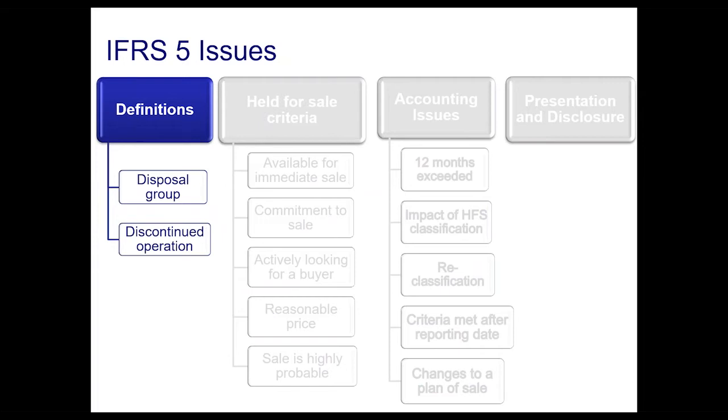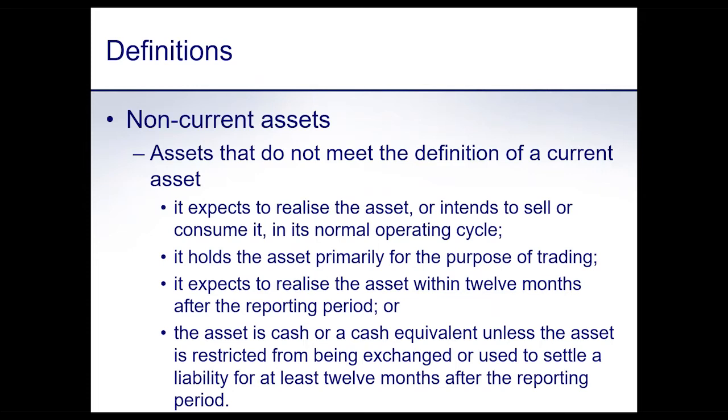Now, looking at the definitions, I'll start off with the very basic one. What is a non-current asset? Now, this goes way back to IAS 1. What we would have learned under IAS 1 is that a non-current asset is an asset that does not meet the definition of a current asset. So basically, I don't expect to realize the asset or sell the asset or consume the asset in my normal operating cycle. I'm not holding this asset with the intention of trading it. That's not the primary reason why this asset exists in my books.